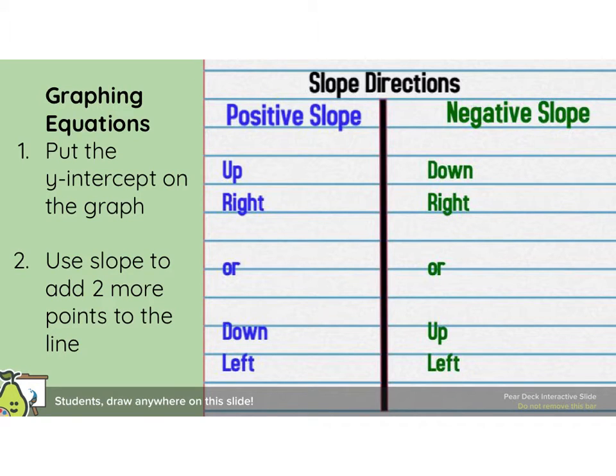Okay, so we're still graphing lines with slope-intercept form. So this is just to review if you remember how to do it. So first, you're going to put your y-intercept on the graph. Then you're going to use your slope to get 2 more points. And then these are your slope directions. You've got 2 options if it's a positive slope. And you've got 2 options if it's a negative slope.